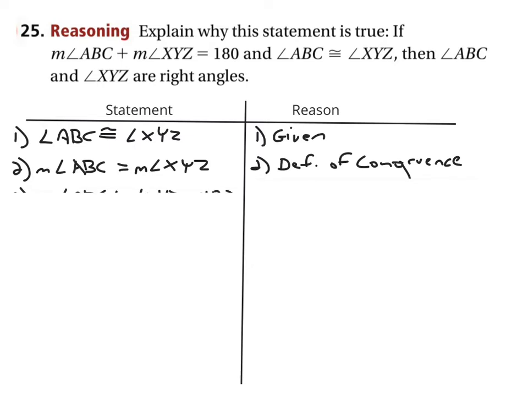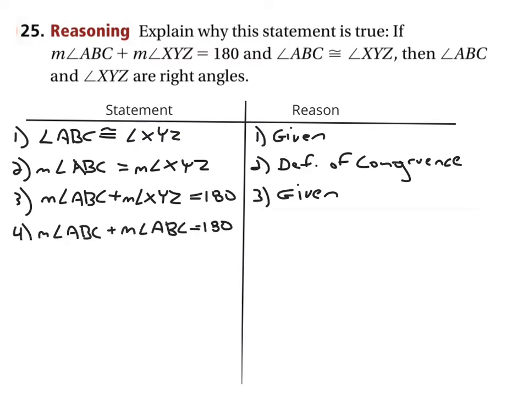Now, from there, I'm going to state that the measure of angle ABC plus the measure of angle XYZ equals 180. And they told us that. That was up here, right here. So the justification is that it was given to us. Keep going. Next thing I'm going to say is that now the measure of ABC plus the measure of ABC is 180.